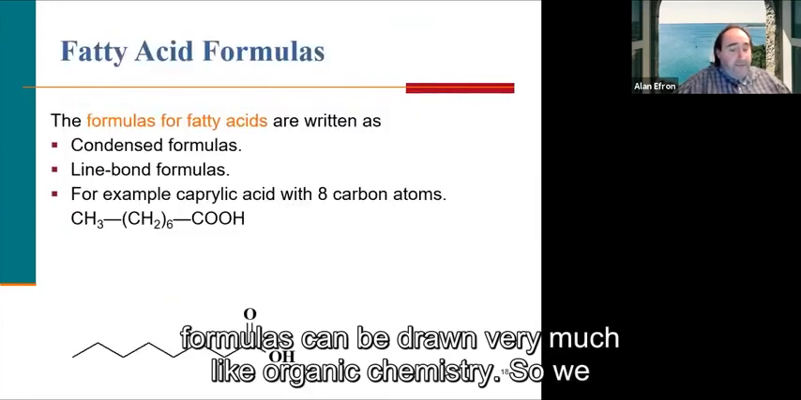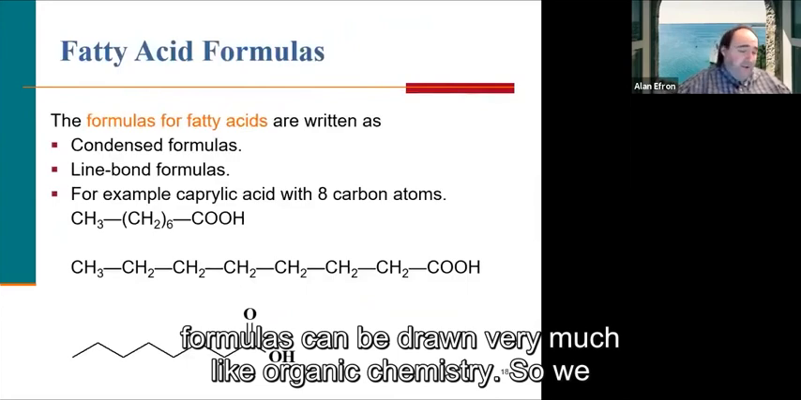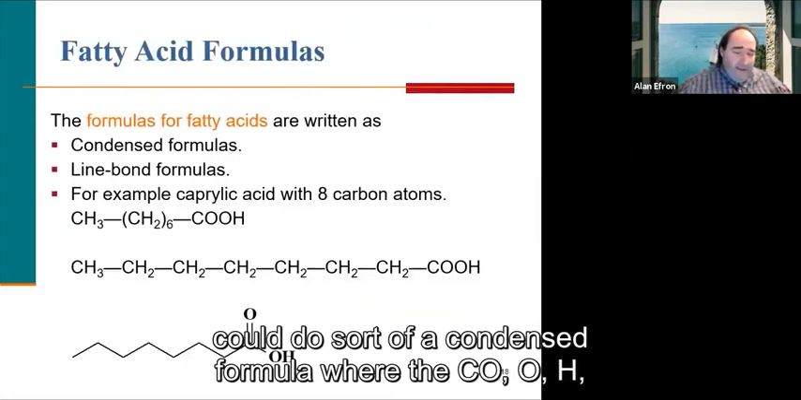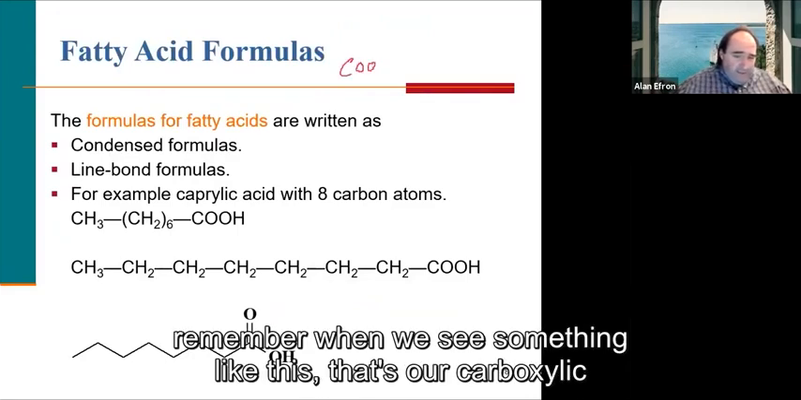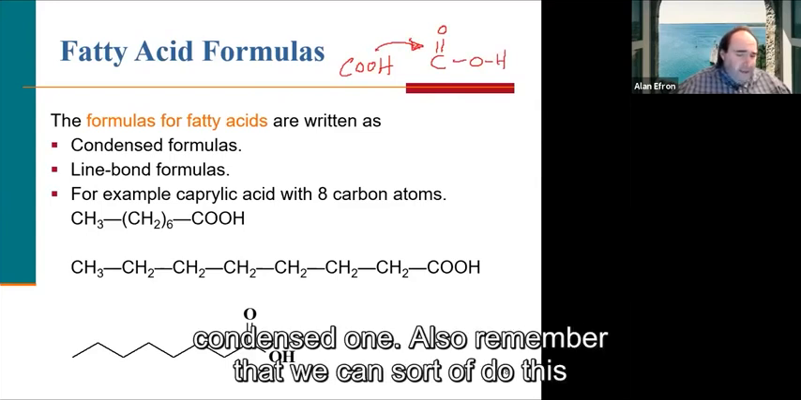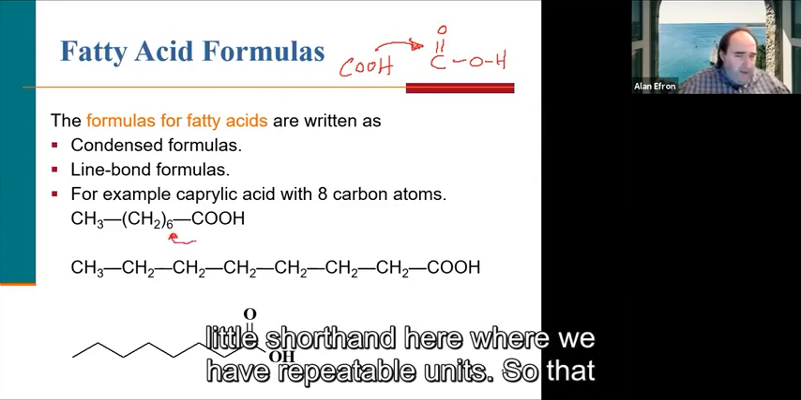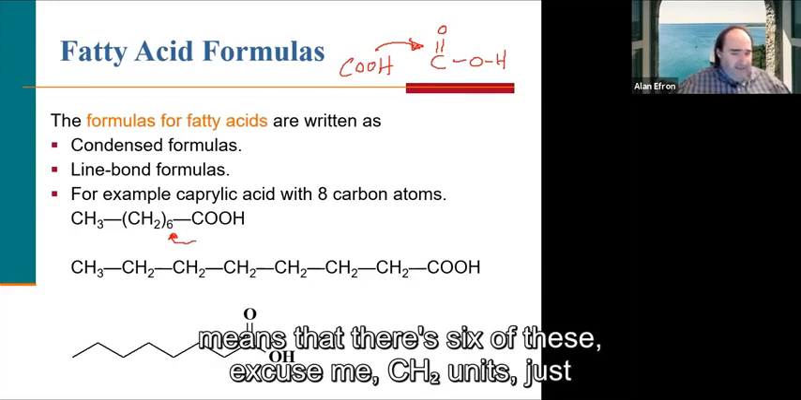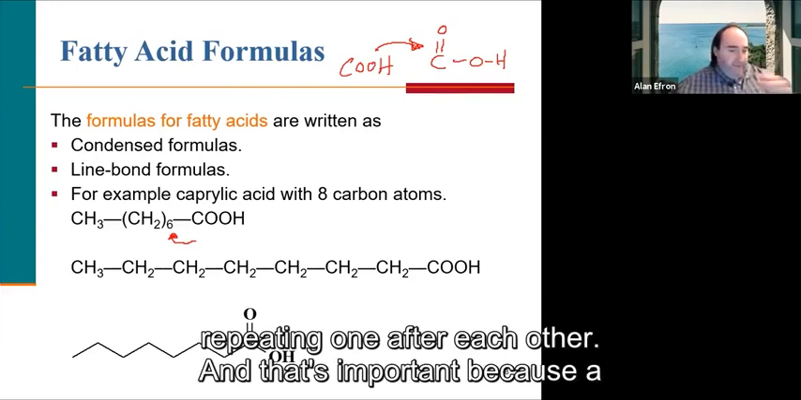So fatty acid formulas can be drawn very much like in organic chemistry. We could do a condensed formula where the COOH is our carboxylic acid group. So this is a condensed one. Also remember that we can use a shorthand with repeatable units. That means there are 6 CH2 units just repeating one after each other.